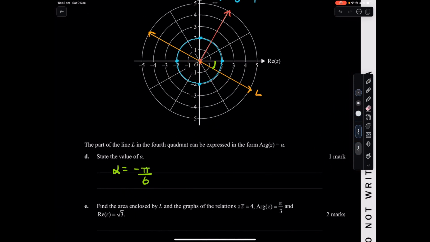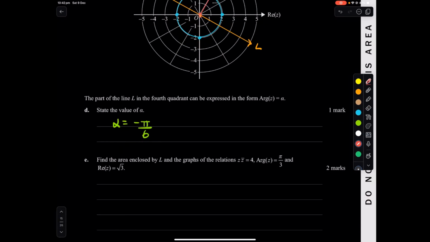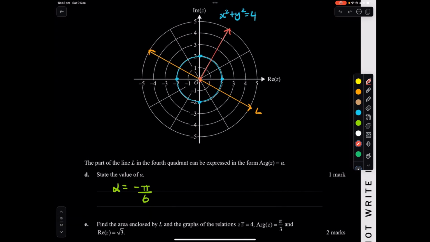I'm going to rub this out, actually, the small part here, I don't need that. And remember, relative z is just x, so x equals root 3, which is over here. That one passes over this point and this point, so drawing a straight line, we get this. So the area enclosed by all of those is this area over here. This is the area that we want. That's the area. Okay. How do we do that?